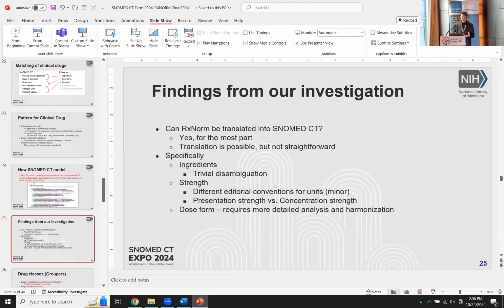Specifically, if we talk about the 3 elements of a clinical drug, the ingredients usually give us the least problem because there's usually just minor disambiguation necessary. Strength gives us slightly more problem because there are different editorial conventions for units. And as I mentioned, presentation strength versus the concentration or standardized strength can be a problem. And in dose form, we need more work to harmonize the 2 models.